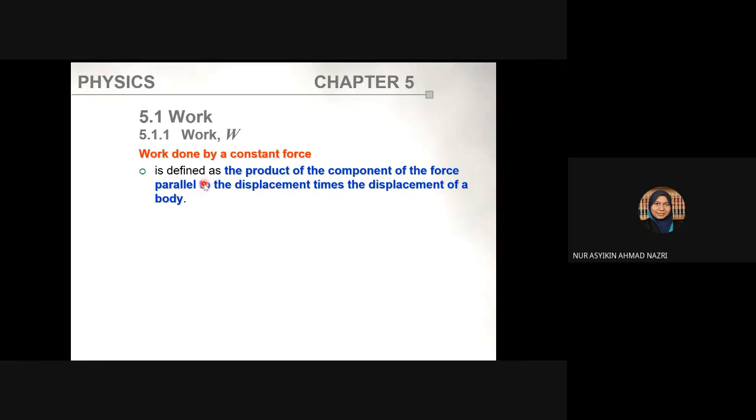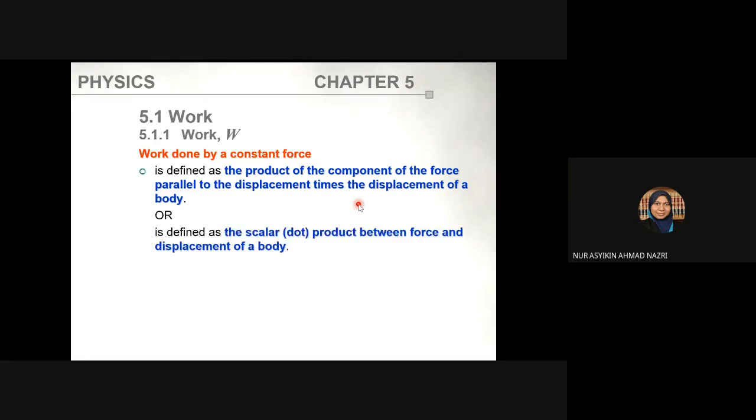Okay, so it's defined as the product of the component of the force parallel to the displacement times the displacement of a body. This one is the direct definition, ataupun lagi direct dia kata product between force and displacement of a body, basic term. Okay, so we get this equation. Sebabnya physics biasanya kita come out dengan equation dulu, then baru kita define. Daripada equation ni kita define. That's why you will notice that the definition tu adalah the equation yang kita tulis secara in sentence.